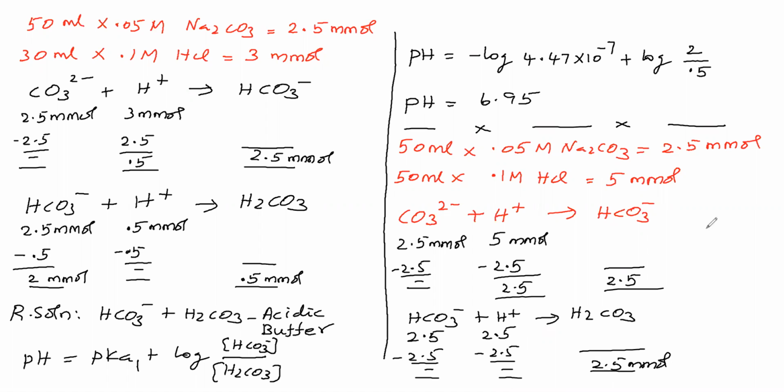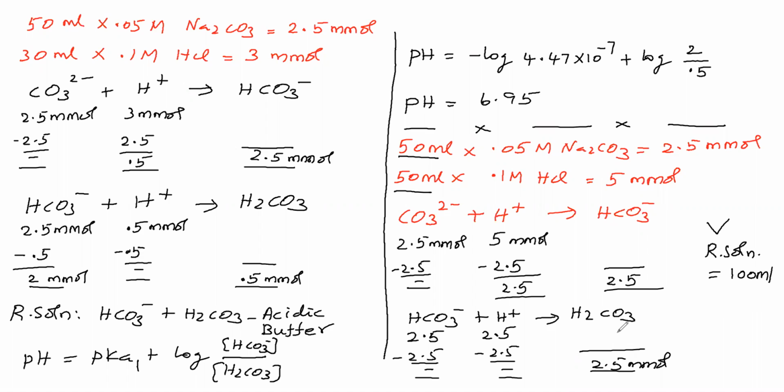Okay. Now what is the volume of the resultant solution? We'll see. In the conical flask, initially we have taken 50 ml of sodium carbonate solution. From the burette we have added HCl solution, that is 50 ml. Totally 100 ml of solution is there in the conical flask now. So volume of resultant solution is 100 ml. In this, how much carbonic acid is present? 2.5 millimoles is present.